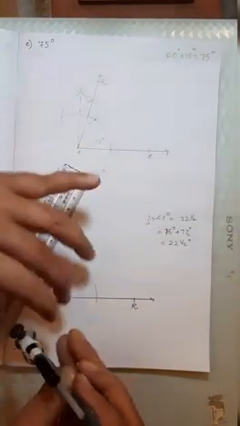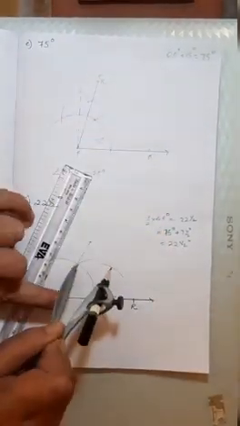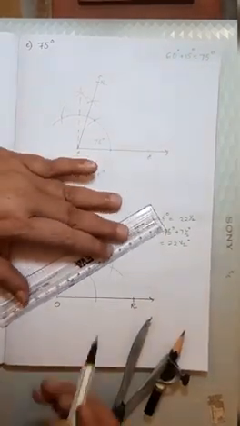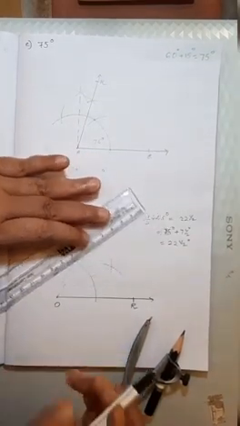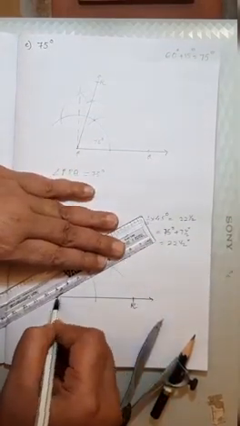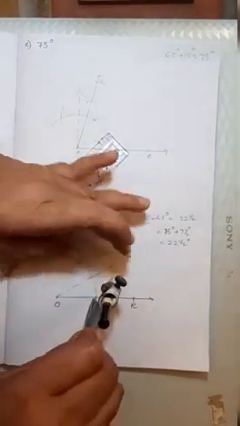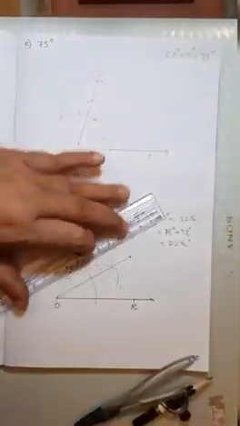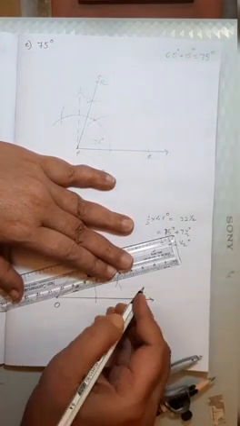So 60, then after drawing 60, you have to draw 30 degrees. So we have to draw an angle bisector and then you get 30 degrees. Then the half of 30 is 15. So we require to draw another angle bisector between these. And we get an angle which is 15 degrees.